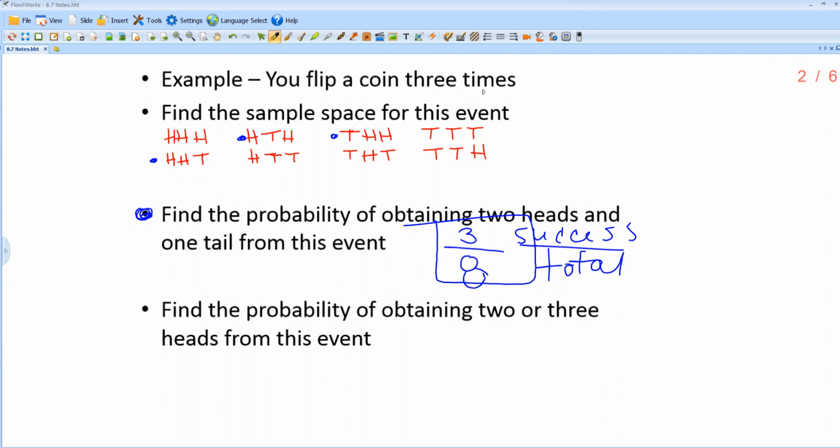If I switch that and now ask for the probability of attaining 2 or 3 heads from this event, I count all these ones where I have 2 heads, but I also count this one. So that's going to be 4/8, which, just like every other time with a fraction, we reduce to 1/2.